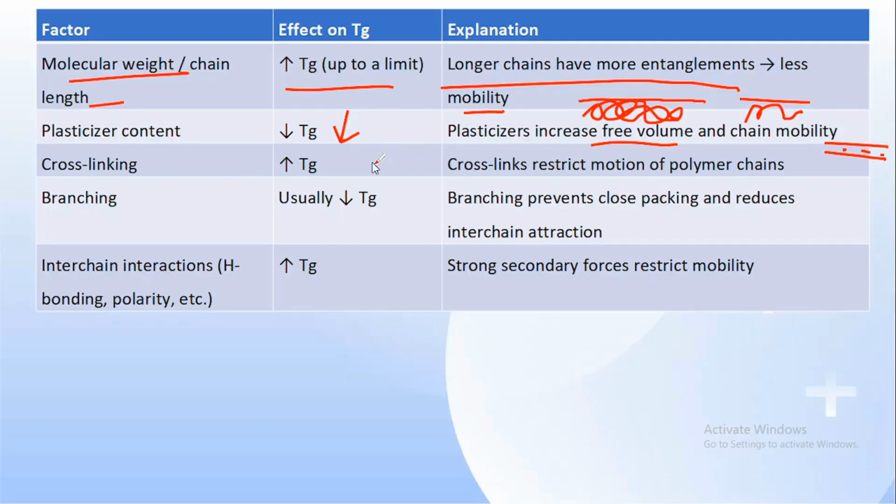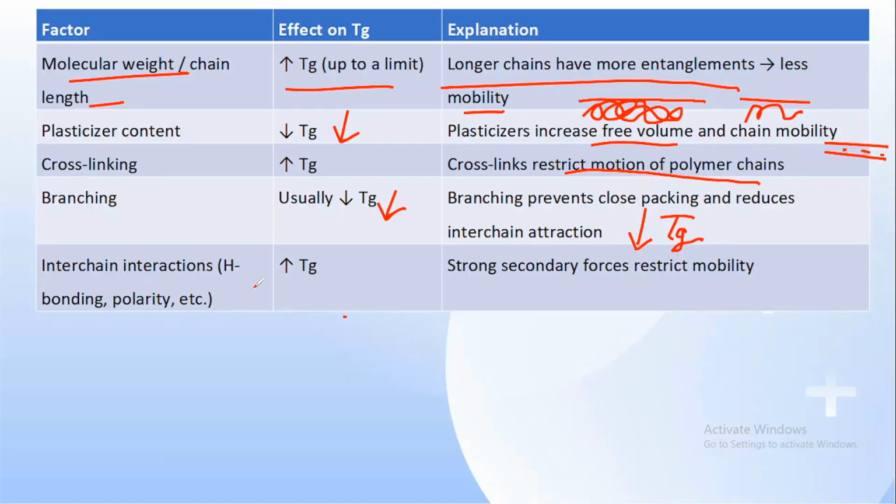Cross-linking increases the glass transition temperature. Cross-links restrict the motion of polymer chains, and also decrease the free volume in the polymer network. That's why the glass transition temperature is increased by cross-linking. Branching usually helps to lower the glass transition temperature. Why? Because branching prevents close packing of the polymer chains. Hence the interchain attraction gets reduced, which helps to reduce the glass transition temperature.